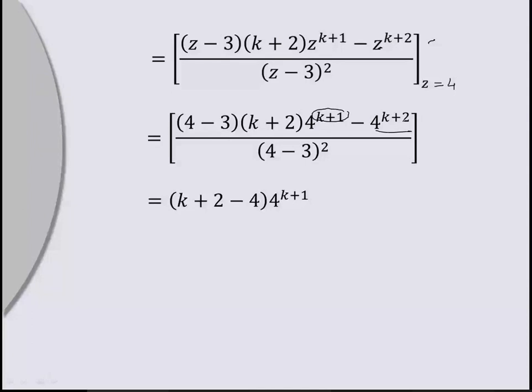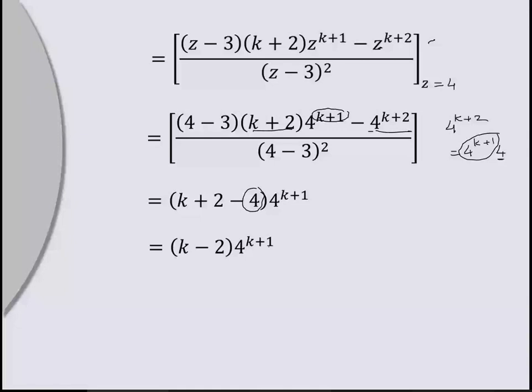Now 4 raised to k plus 1 we can take common. K plus 2 is k plus 1 plus 1, so one 4 will remain here after taking it common. This we can write as 4 raised to k plus 1 into 4. And then taking this term common, here k plus 2 will remain and here 4 will remain. So k plus 2 minus 4 into 4 raised to k plus 1. So it will give us k minus 2 into 4 raised to k plus 1.